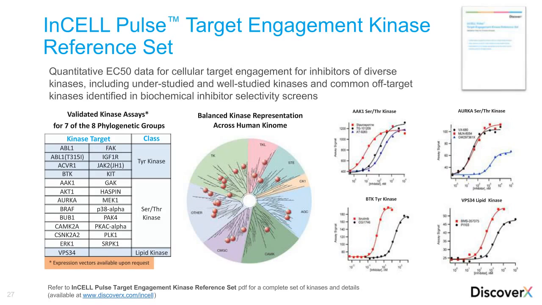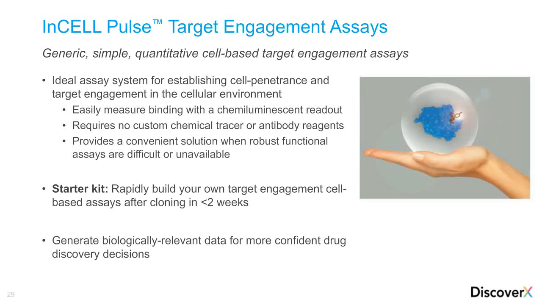So if you need any of the EC50 data, or want to see what compounds we used, we have this data for you in a reference set. The kinases obviously include understudied kinases as well as well-studied ones. Common off-target kinases definitely were studied, and these were identified by biochemical inhibitor selectivity screens. We have this data for you, and if you need the expression vectors for any of these specific targets, we can make them available to you as well.